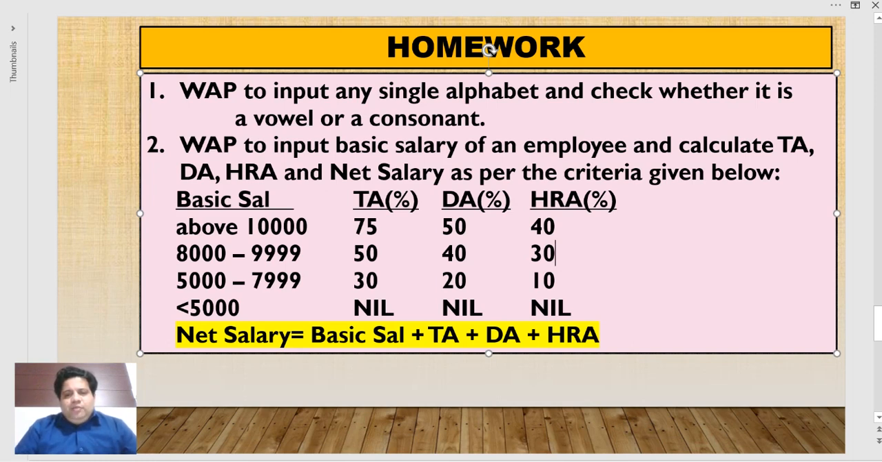Because in exam you don't get the chance to correct your program. There you cannot run the program. So your program should run at first attempt only. Clear?